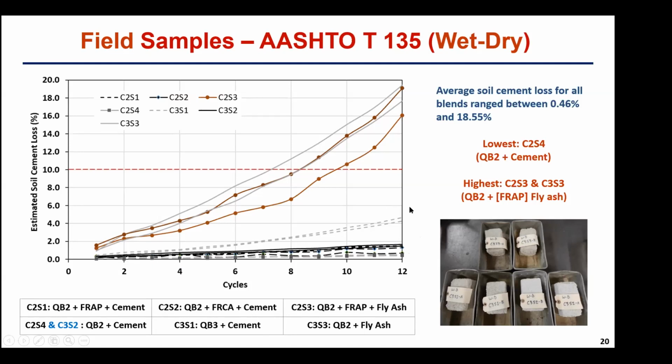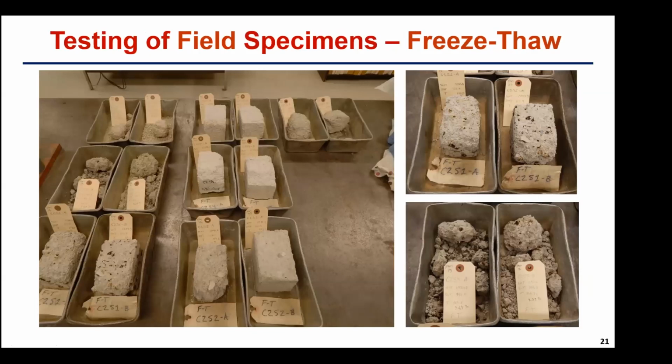This is QB3, so it's a little bit higher. And the ones here on top that exceed the 10%, going up to 16 to 18% on average, are the ones that have fly ash in them. So QB2 with fly ash. So that was one of the big conclusions that we had, that the cement sections in the field were more durable than fly ash. That was the obvious conclusion from here.